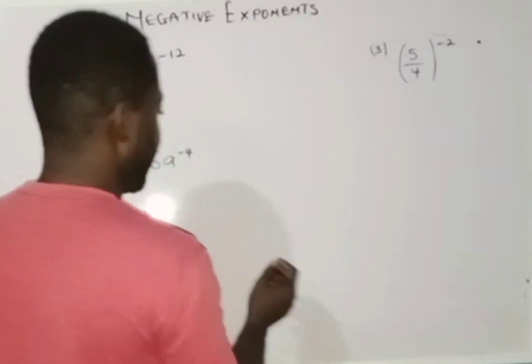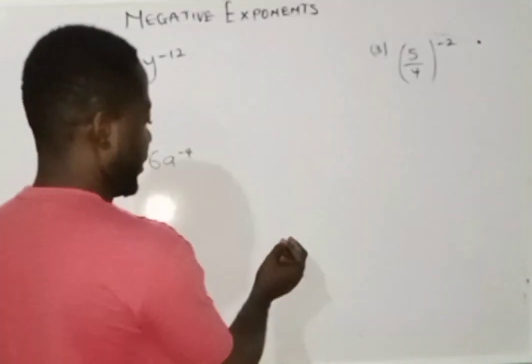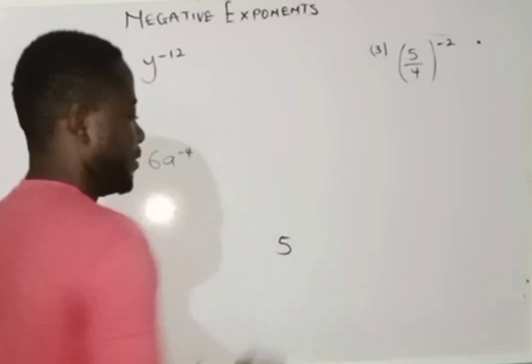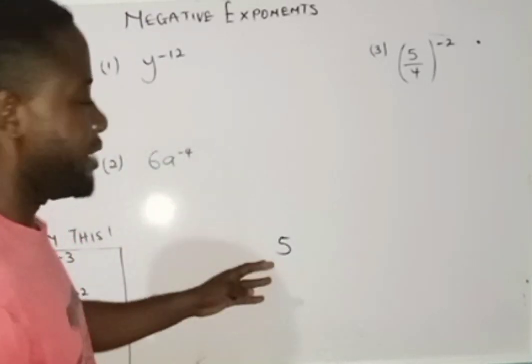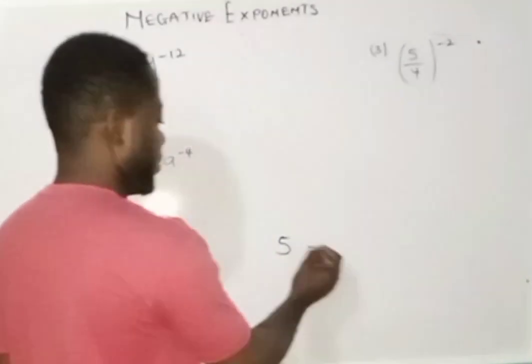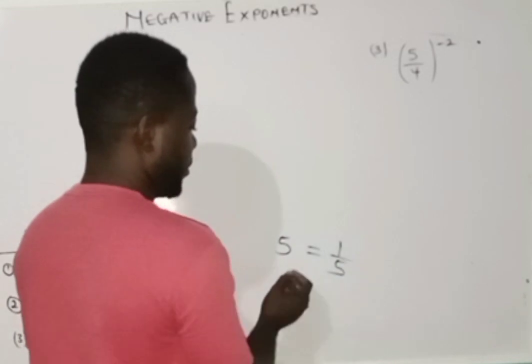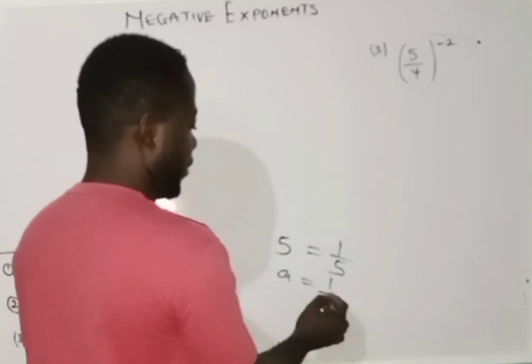So, for example, the first thing you need to know is what is reciprocal. If, for example, I have 5, the reciprocal is 1 divided by the value. So, what is the reciprocal of 5? The reciprocal of 5 is going to be 1 all over 5. The reciprocal of a is going to be 1 all over a.